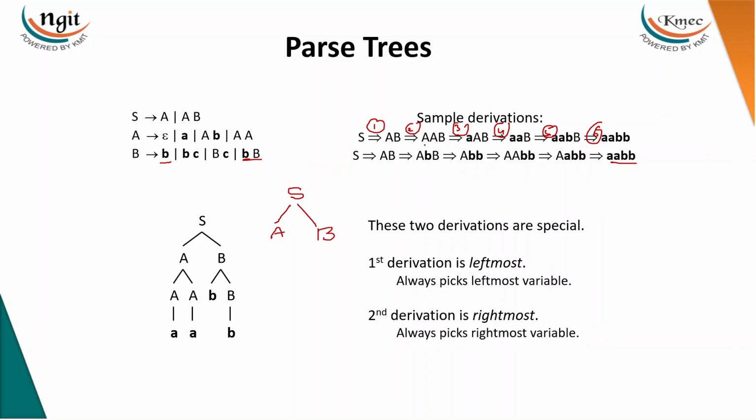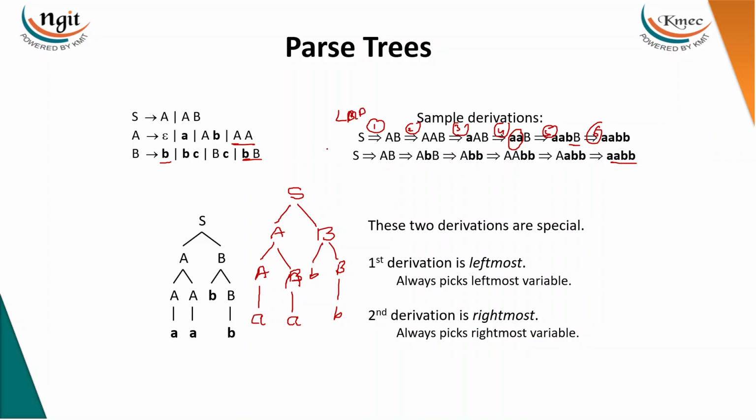First S is replaced with AB. Second, A is replaced with AA, so that we get AAB. Then each A is replaced with small a, and B is replaced with bB. We already have aa, and B is replaced with bB, then B is replaced with b. That's it. This is how we got the leftmost derivation.